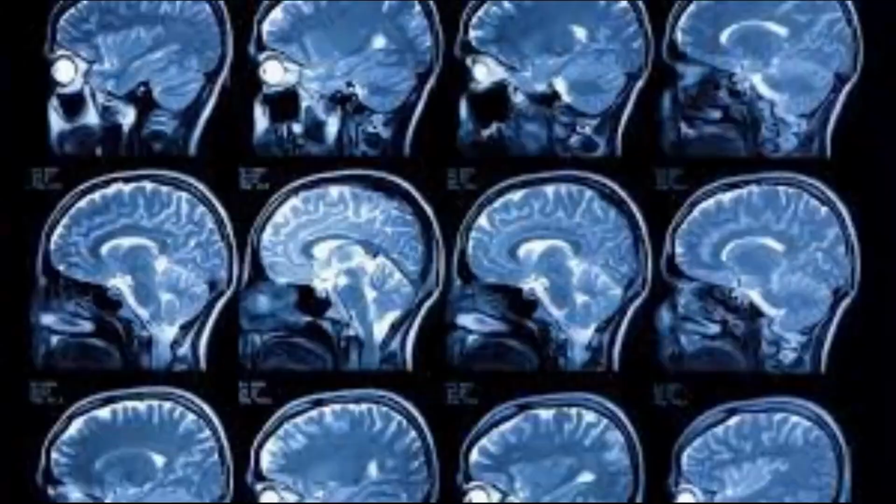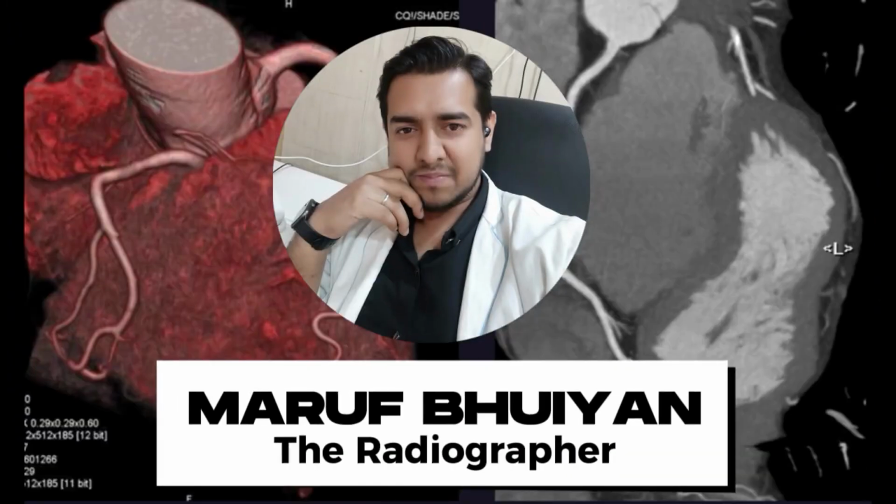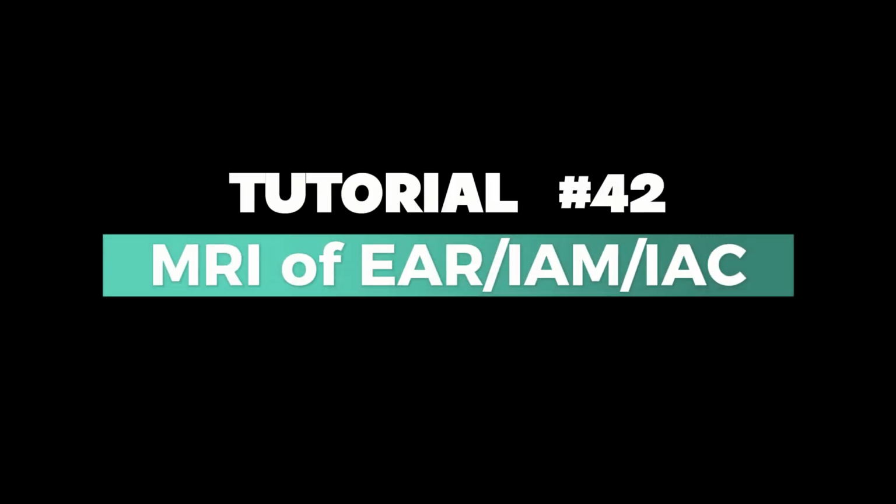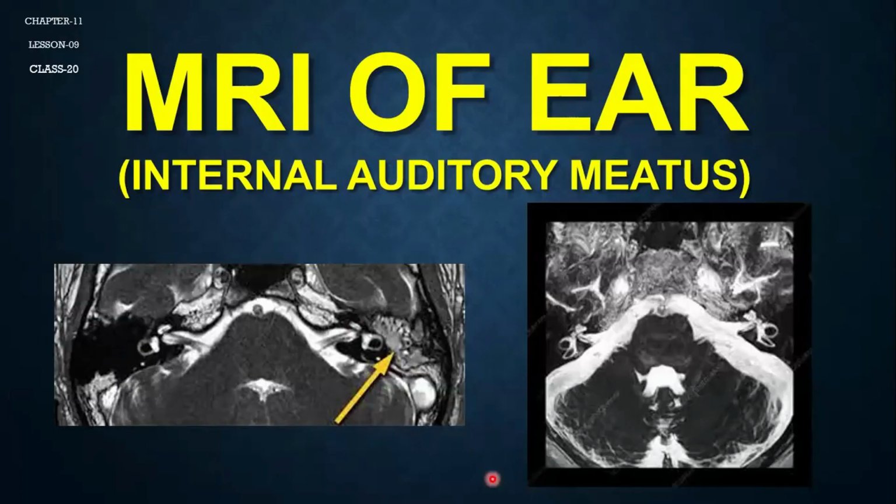MRI of ARL. There is another term called internal auditory meatus. It is called IAM. There are two pictures of MRI ARL.